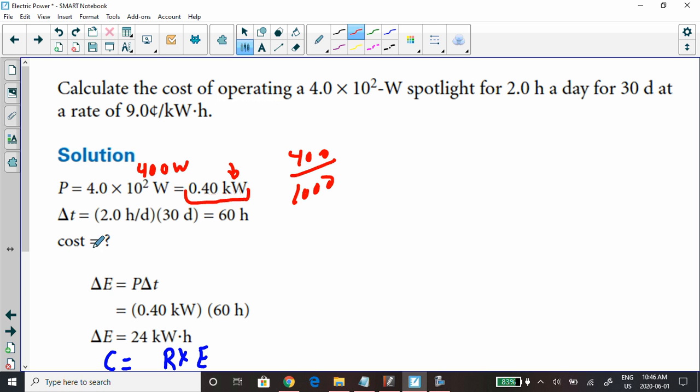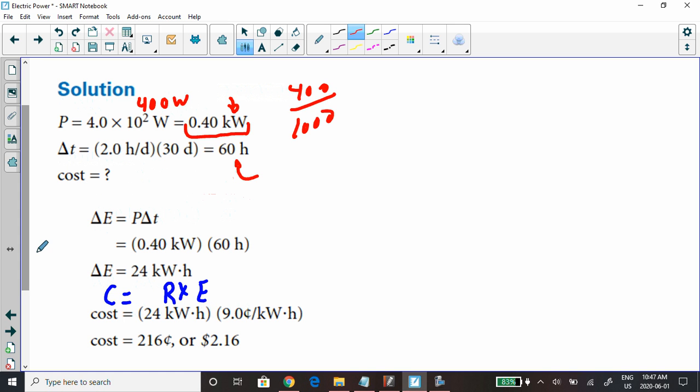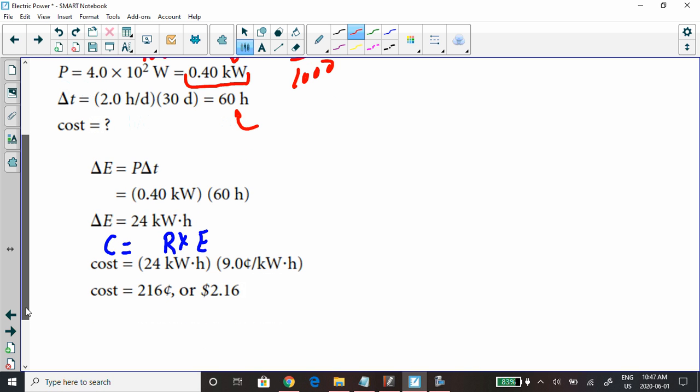Then the time. Well, it's 2 hours per day times 30 days. So the amount of time it's on is 60 hours. So it's in hours, really important. It's got to be in kilowatts for power. It's got to be in hours for time. Next, how much energy is used? Well, you just multiply the two of them. 0.40 kilowatts times 60 hours, 24 kilowatt hours. This is the unit we use for energy, the kilowatt hour. We don't use joules when you're being billed for electricity.